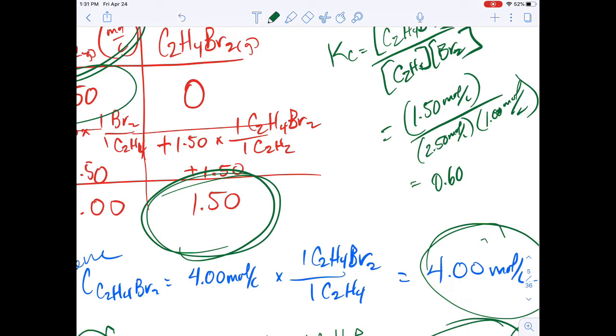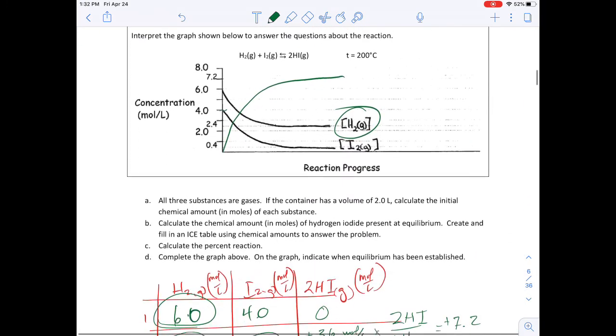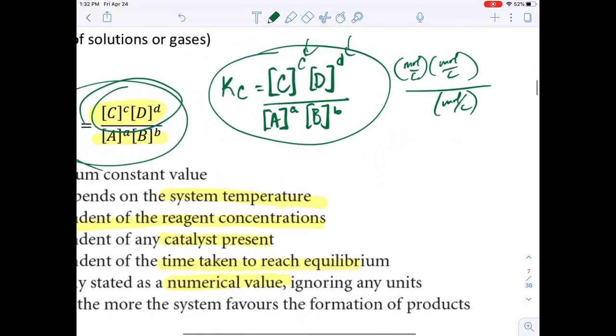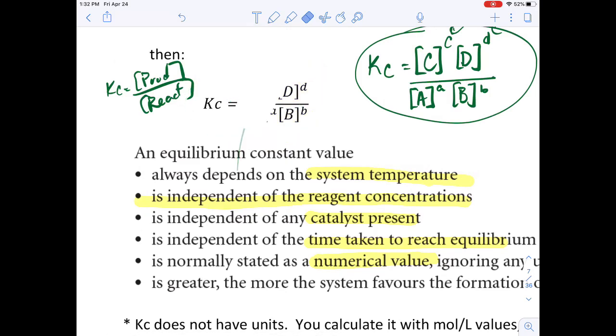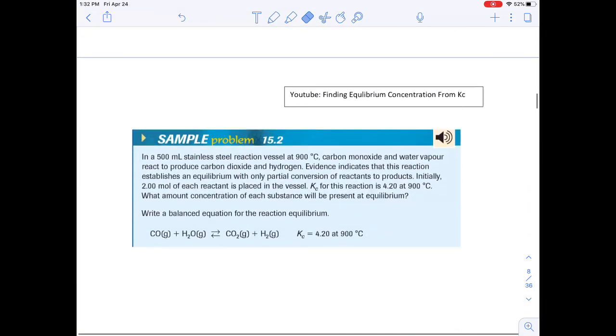So the equilibrium constant, you need to know that it's only really affected by temperature. We calculate the equilibrium constant using experimental values for the equilibrium. It's the concentration of the products raised to their coefficients divided by the reactants raised to their coefficients. We'll give you a chance to do some practice questions related to that.